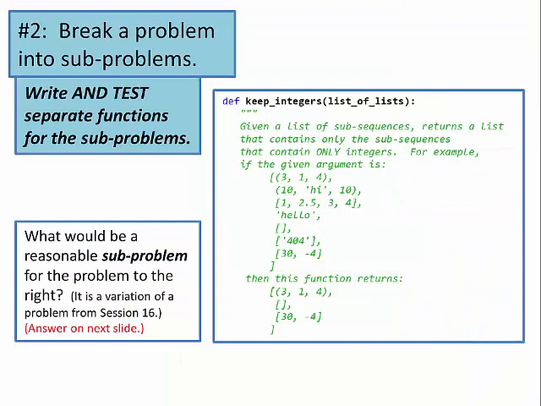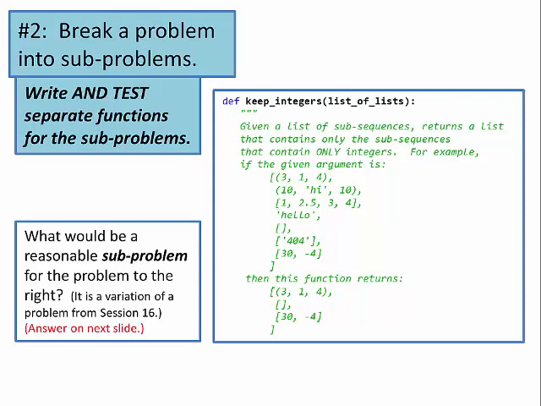The second of these practices to help avoid debugging is to break a problem into subproblems and write and test separate functions for the subproblems. You have not had need to use this technique much so far because your functions have been small. But as you write larger and larger programs, you'll find this to be more and more valuable.